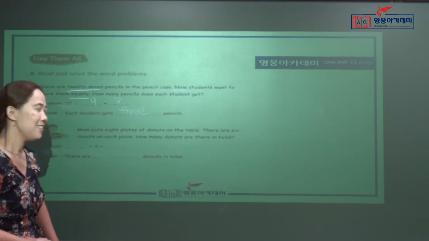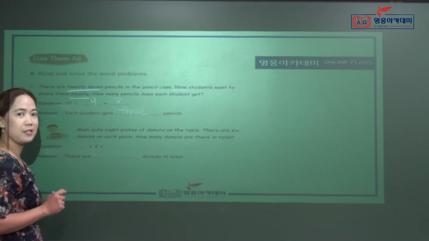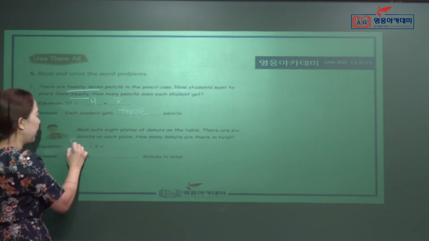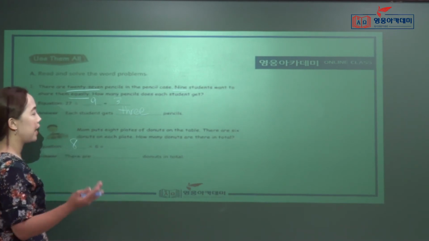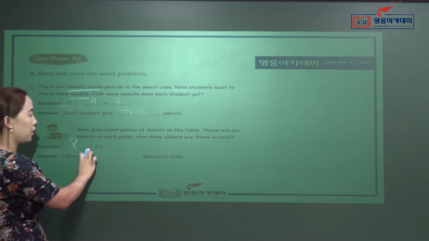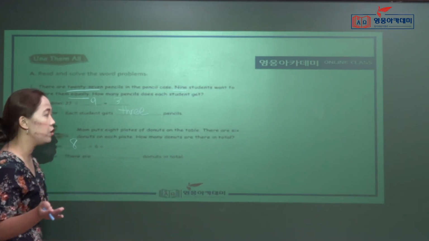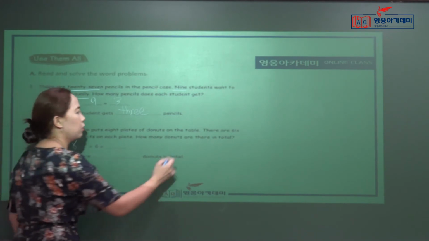I guess you're ready. Let's start. Mom puts 8 plates of donuts. I'll write here now, 8. Mom puts 8 plates of donuts on the table. There are 6 donuts. It's already here. There are 6 donuts on each plate. How many donuts are there in total?